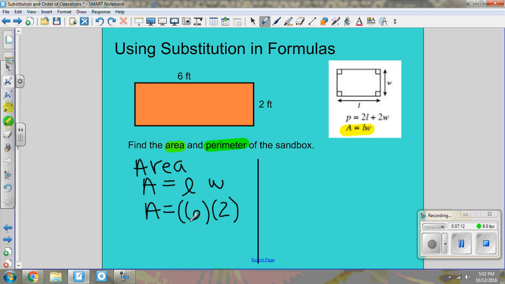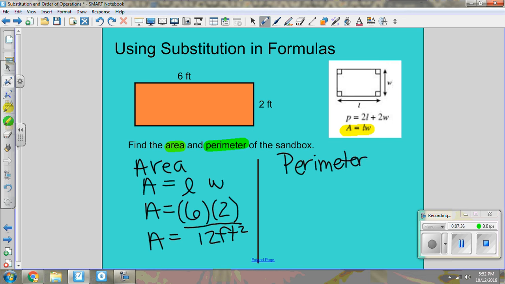I don't have exponents, so I'm ready to multiply and divide. I just have one step here, so I'm going to multiply it. My area of this rectangle is 6 times 2, which is 12. Don't forget your labels. These are feet. And then remember, area always has our units squared. Let's go ahead and look at perimeter now.